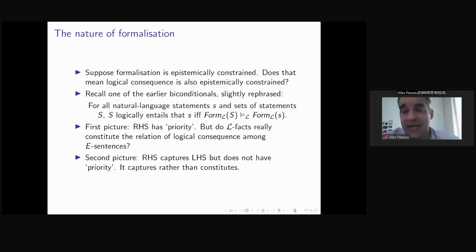So one picture is that the right-hand side has priority. In some sense, what we have is an analysis in which the right-hand side has priority. In some sense, the facts about the formal language constitute the facts about English, logical entailment in English. And I think this is the view that someone like Bertrand Russell had.